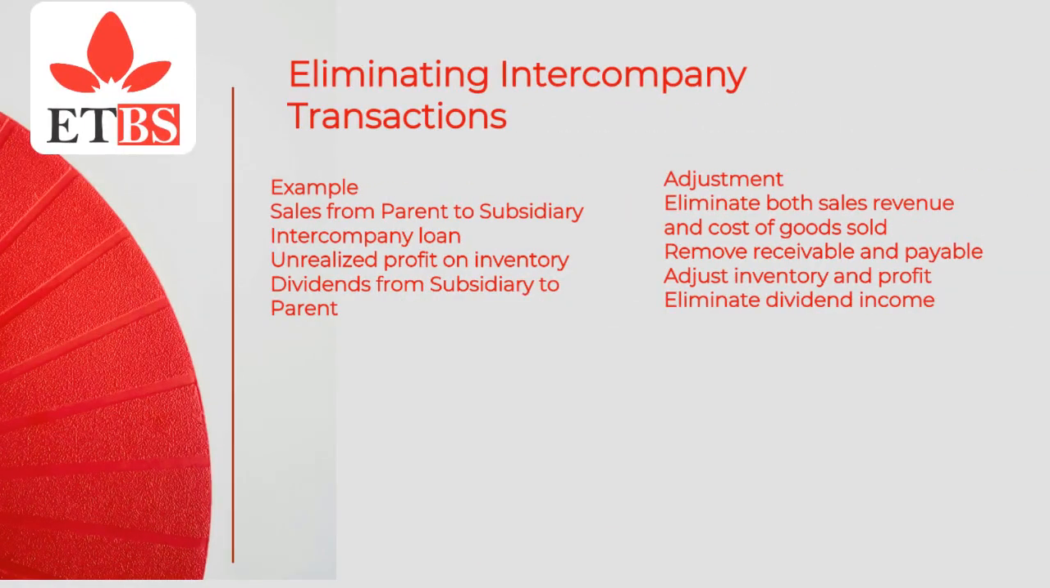Eliminating intercompany transactions. These transactions must be eliminated because they do not represent external activity. In this course, we will be using example and adjustment in our table. 1. Sales from parent to subsidiary: eliminate both sales revenue and cost of goods sold. 2. Intercompany loan: remove receivable and payable. 3. Unrealized profit on inventory: adjust inventory and profit.